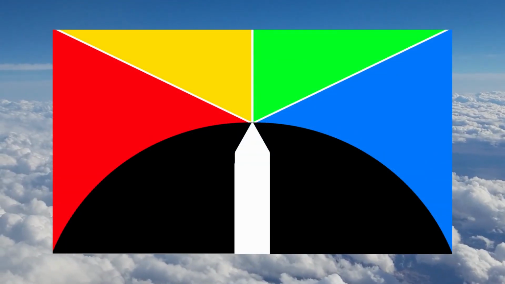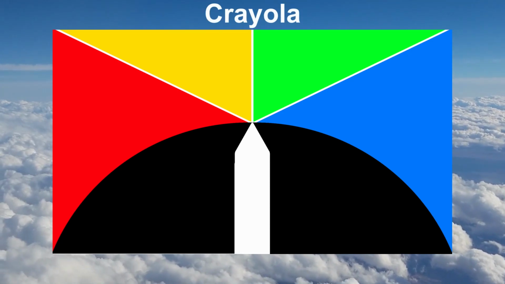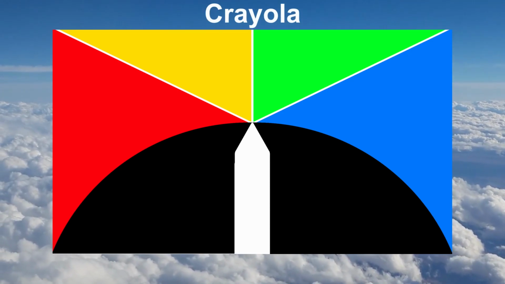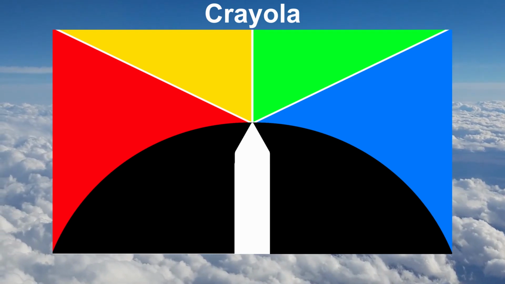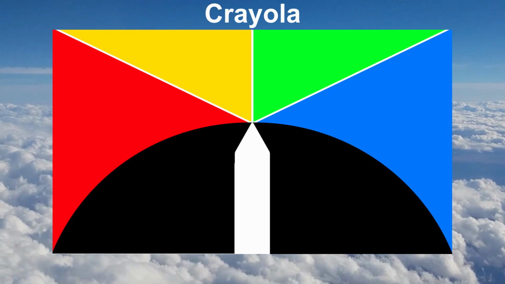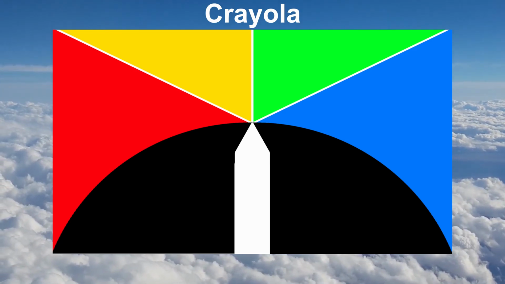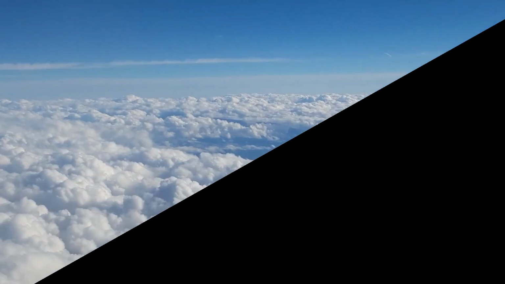Next up is a flag for Crayola. The white represents children's care and happiness. The black represents the sadness before Crayola was made. The red represents apples because apples are good for you. The yellow represents the light. Green represents health and life, and the blue represents the ocean.